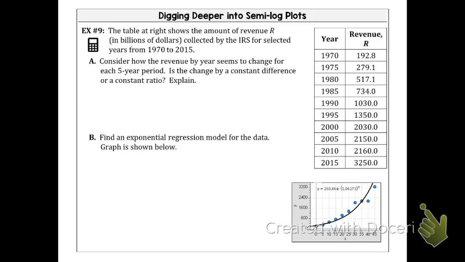All right, example 9 says the table at the right shows the amount of revenue R in billions of dollars collected by the IRS for selected years from 1970 to 2015. Consider how the revenue by year seems to change for each 5-year period. Is it changed by a constant difference or by a constant ratio, and explain? All right, so what we need to do, it's going to take a little bit here, is go through and find your differences, okay?